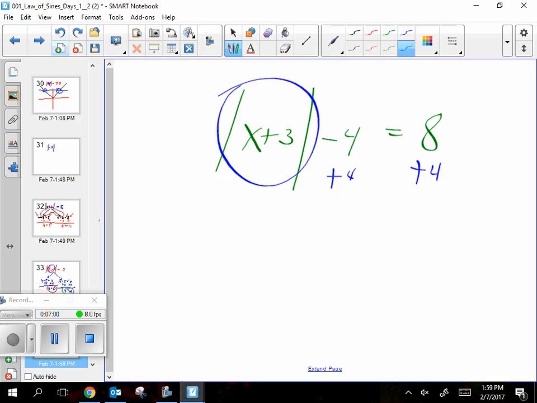Then you can do the split it into 2 equations thing. Write that one down. X minus 3 in bars, -4 equals 8. So after you added 4, what did you get?